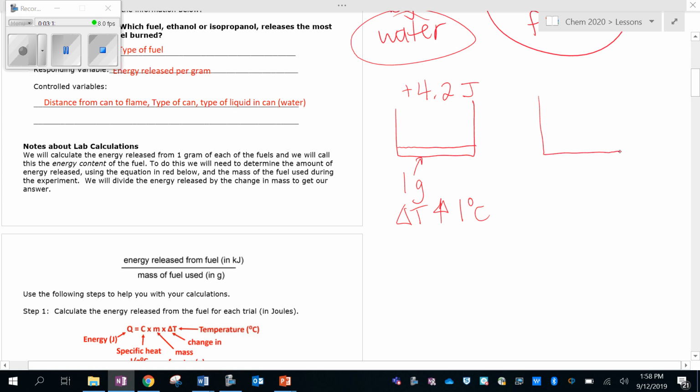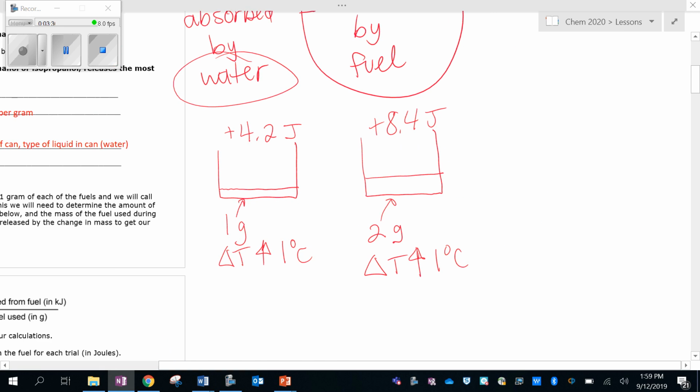So let me quiz you and see if you've got it. What if we have 2 grams of water and we want the change in temperature to go up by 1 degree Celsius? How much energy is it going to take? That's right, 8.4 joules. Or what if it's back to 1 gram again, but you want the temperature to go up by 2 degrees Celsius? Again, that would be 8.4 joules.